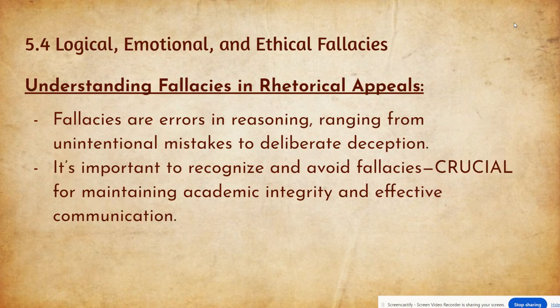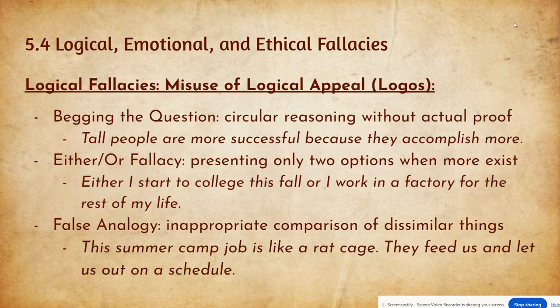There are fallacies in rhetorical appeals, and these are errors in reasoning. They can range from unintentional mistakes to deliberate deception. It's important to recognize and avoid these fallacies. We want to make sure that our writing is academically sound. We have to practice academic integrity and effective communication. The only way that we can do that is by understanding these fallacies and avoiding them.